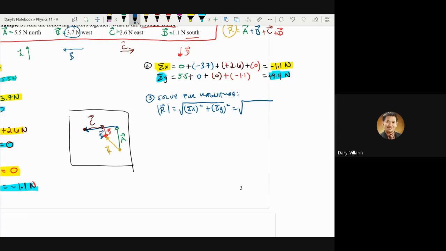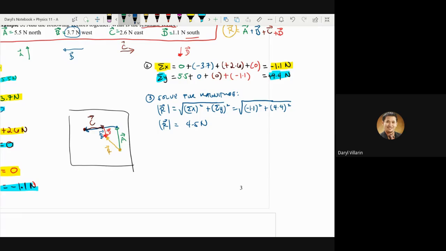So that's the square root of negative 1.1. If you can see, regardless of your sign here, you should always get a positive value, because the square of a negative number is just a positive number. So the magnitude is around 4.5 newtons.